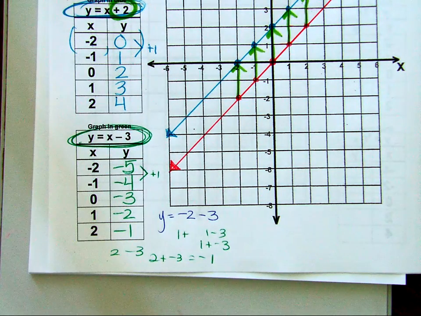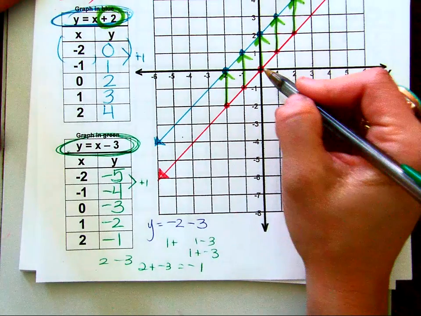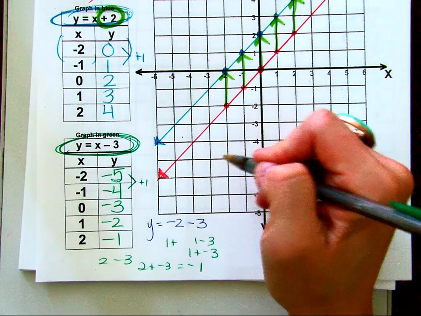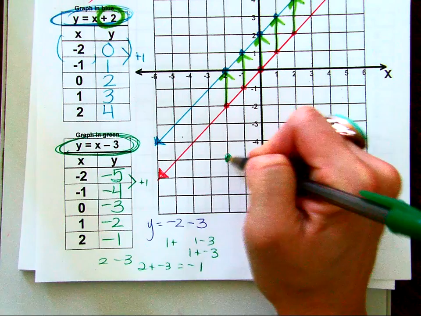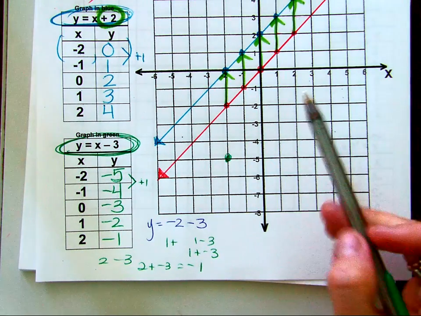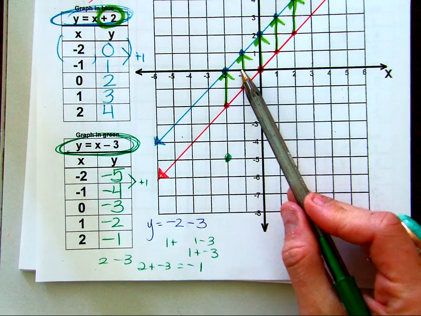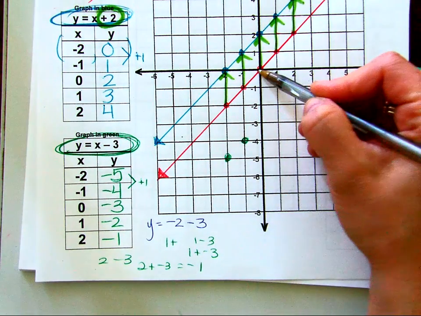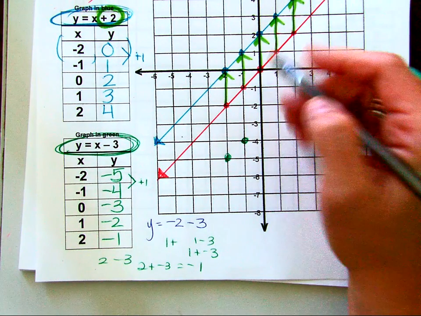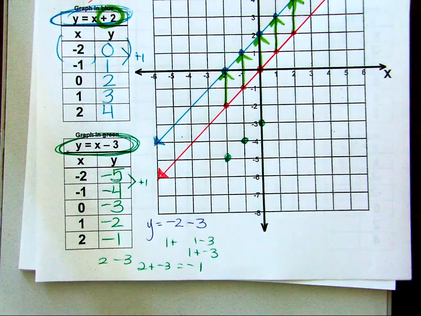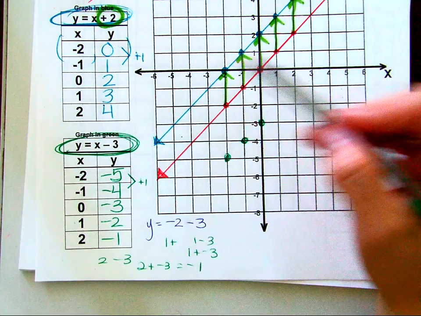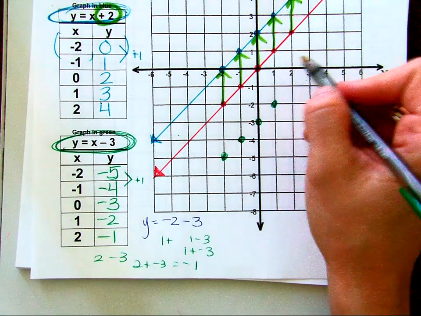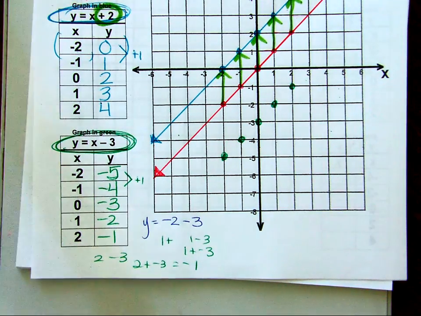So let's go negative 2, except this time we're going to go all the way down to negative 5. Then negative 1, negative 4. 0 means don't go left or right, just go down 3. Now we're at 1, negative 2. And the last one should get you to the line. Is that where you had your pencil marks? Is that what you thought?